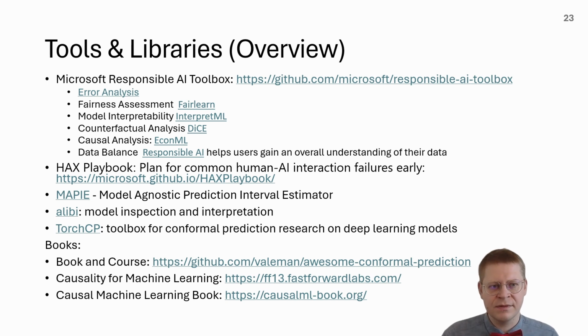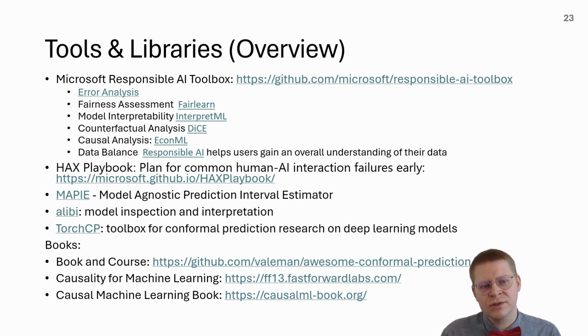For predictive intervals, MAPIE, Model Agnostic Prediction Interval Estimator, is an excellent resource. Alibi specializes in model inspection and interpretation, enabling users to probe deeper into model behavior. As for deep learning, TorchCP serves as a toolbox for conformal prediction research, offering a robust framework to estimate uncertainty. You can explore the Conformal Prediction book and course, or for causal analysis, consider the Causality for Machine Learning article, or the Causal Machine Learning book.